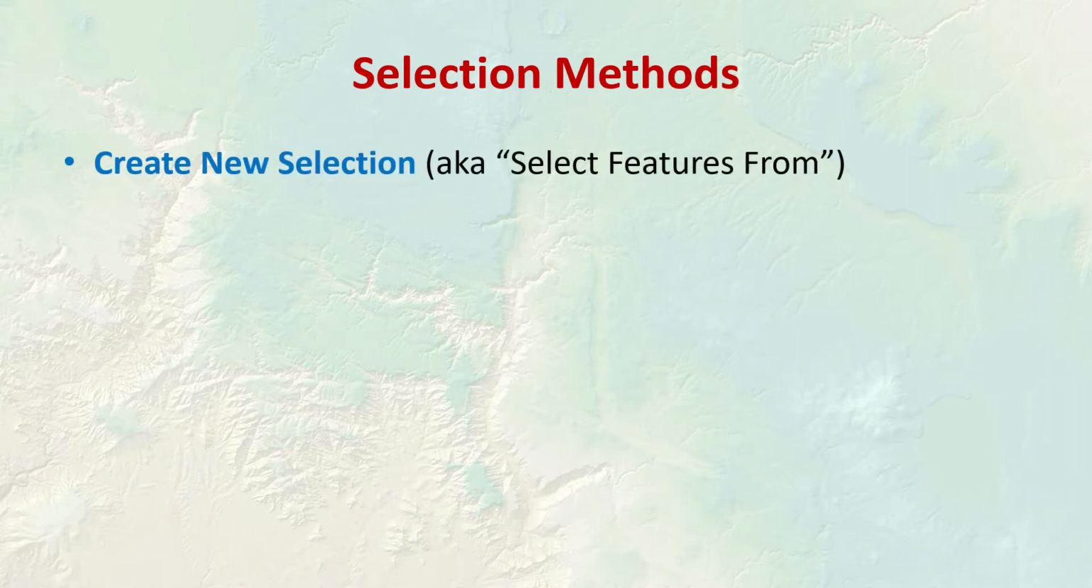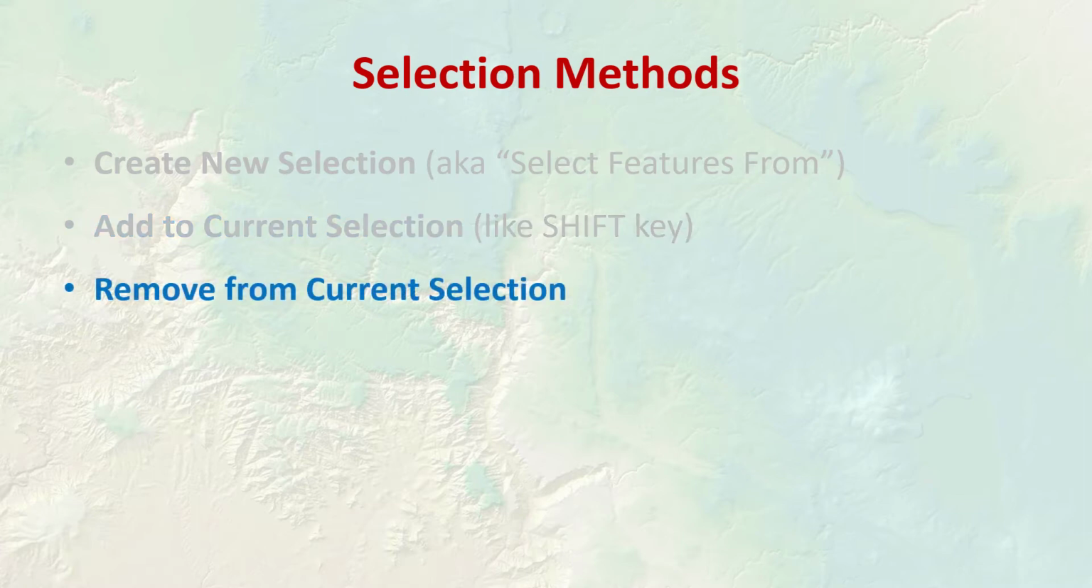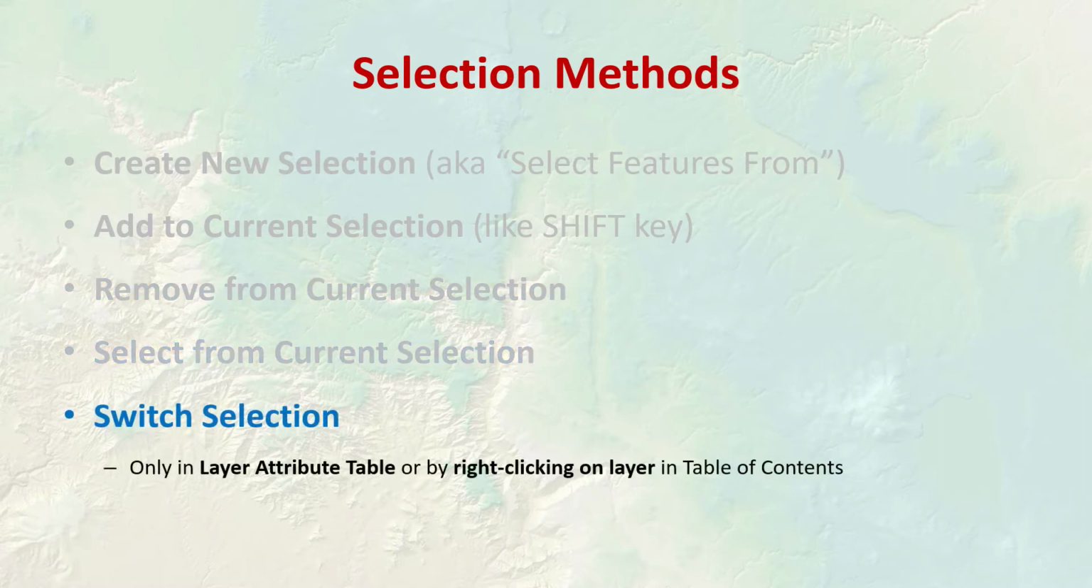Okay, first one is creating a new selection. In some places, this is referred to as select features from. They both mean the same thing. Next one is adding to a current selection. So if there's already some selected, you just make more things selected. You can remove from the current selection. You can select from the current selection, and you can switch the selection. So everything that was selected becomes unselected and vice versa. So we're going to look at how to do each of these.